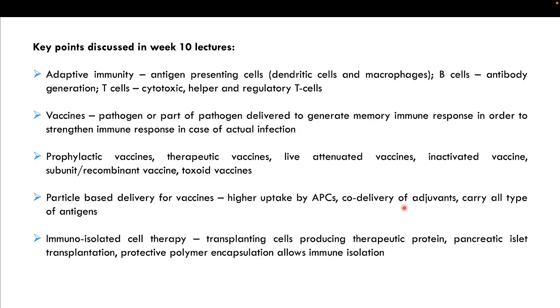And then the next point in this week's lectures is immunoisolated cell therapy. This is something different from the vaccine part. So what is immunoisolated cell therapy? Let's take an example. As I've listed here, let's take the case of pancreatic islet transplantation. Suppose there's a person who has type 1 diabetes. In diabetes, insulin is not produced in the required amount in the body.